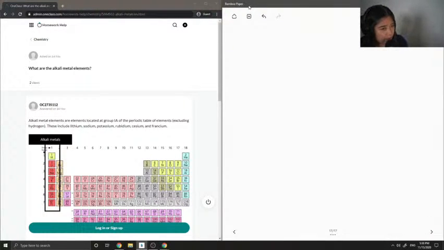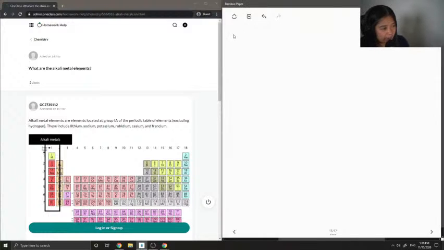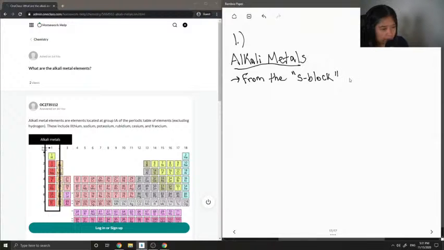Alright, so question number 1 asks, what are the alkali metals? Alkali metals. So I'll just write out some of their properties and kind of what they are. Obviously they're metals and they can be found from the S block of the periodic table.